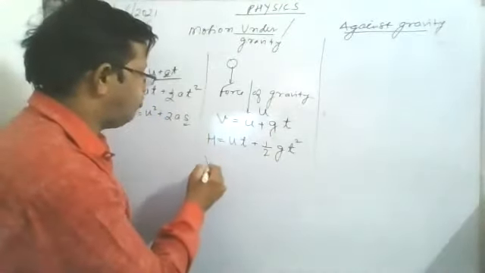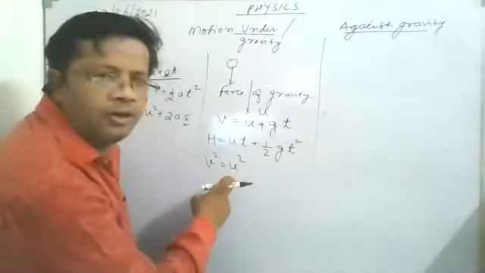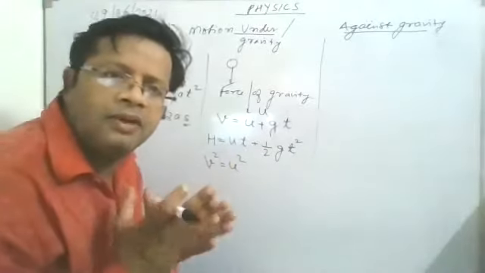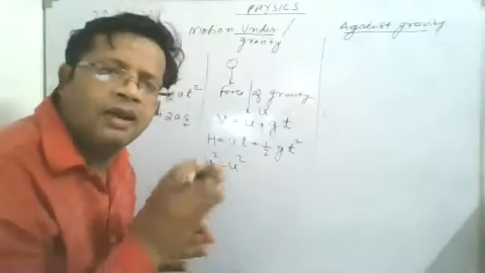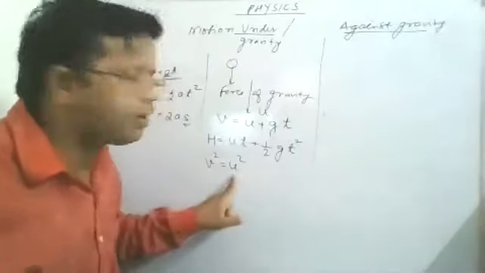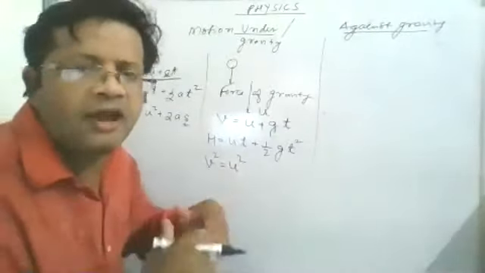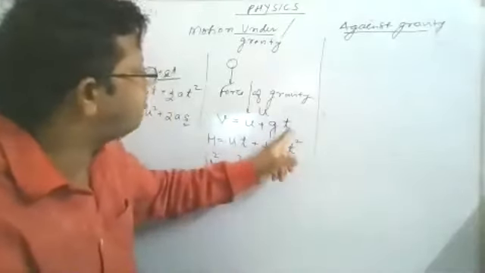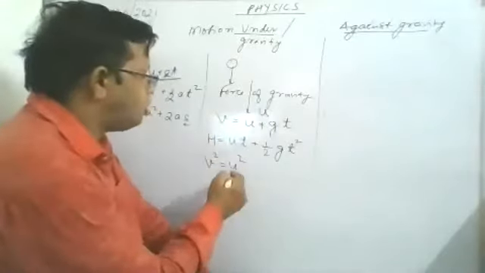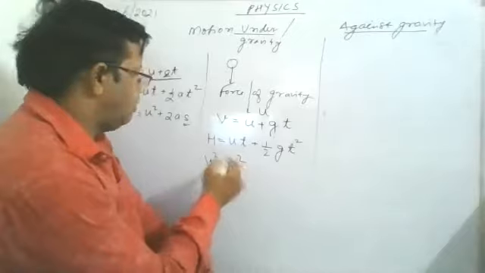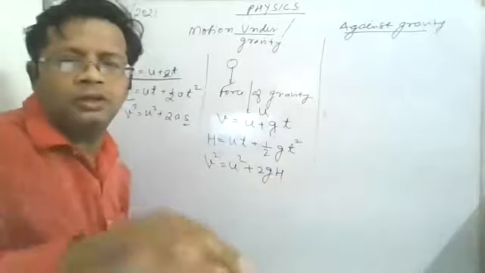Now the third equation. What is final velocity and what is initial velocity? As the motion begins at time 0, whatever velocity the body begins its motion with is called the initial velocity. And after time t, the velocity attained by the body is called the final velocity. Small u is the initial velocity, v is the final velocity: v square is equal to u square plus 2gh.